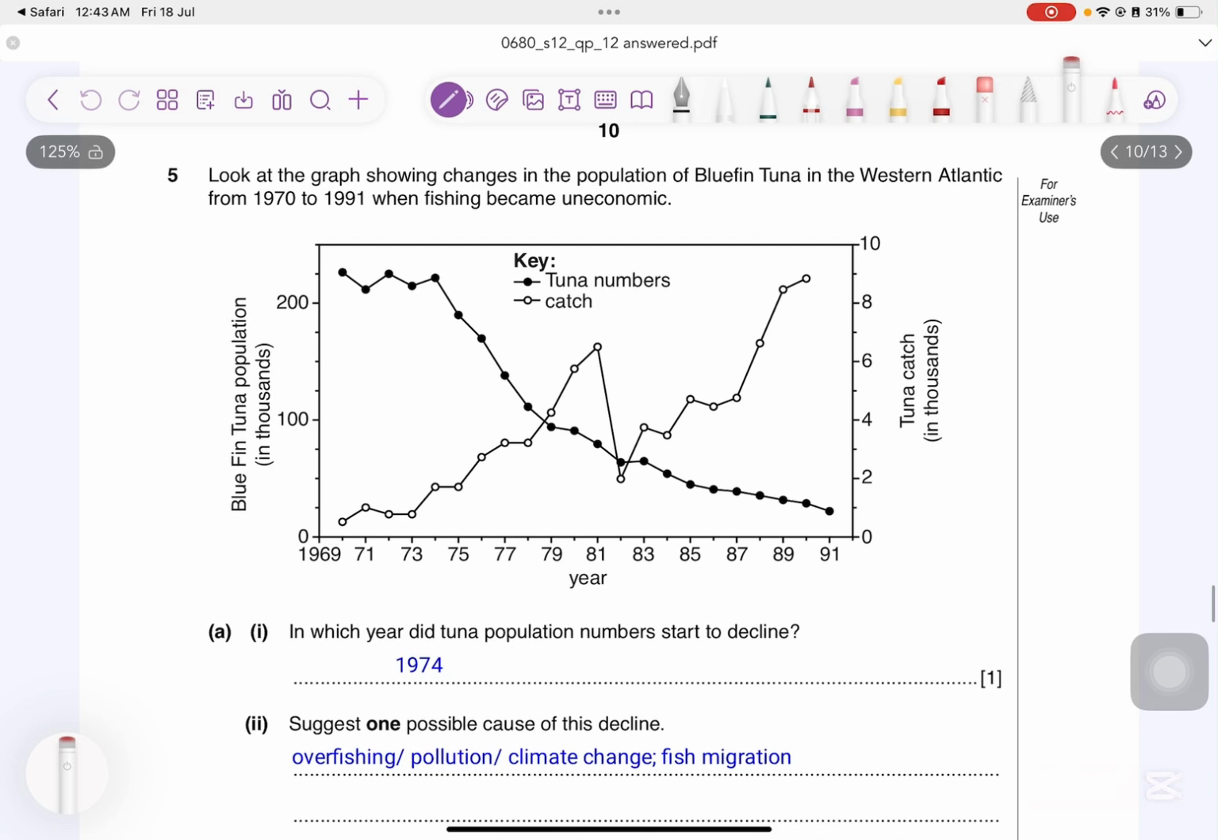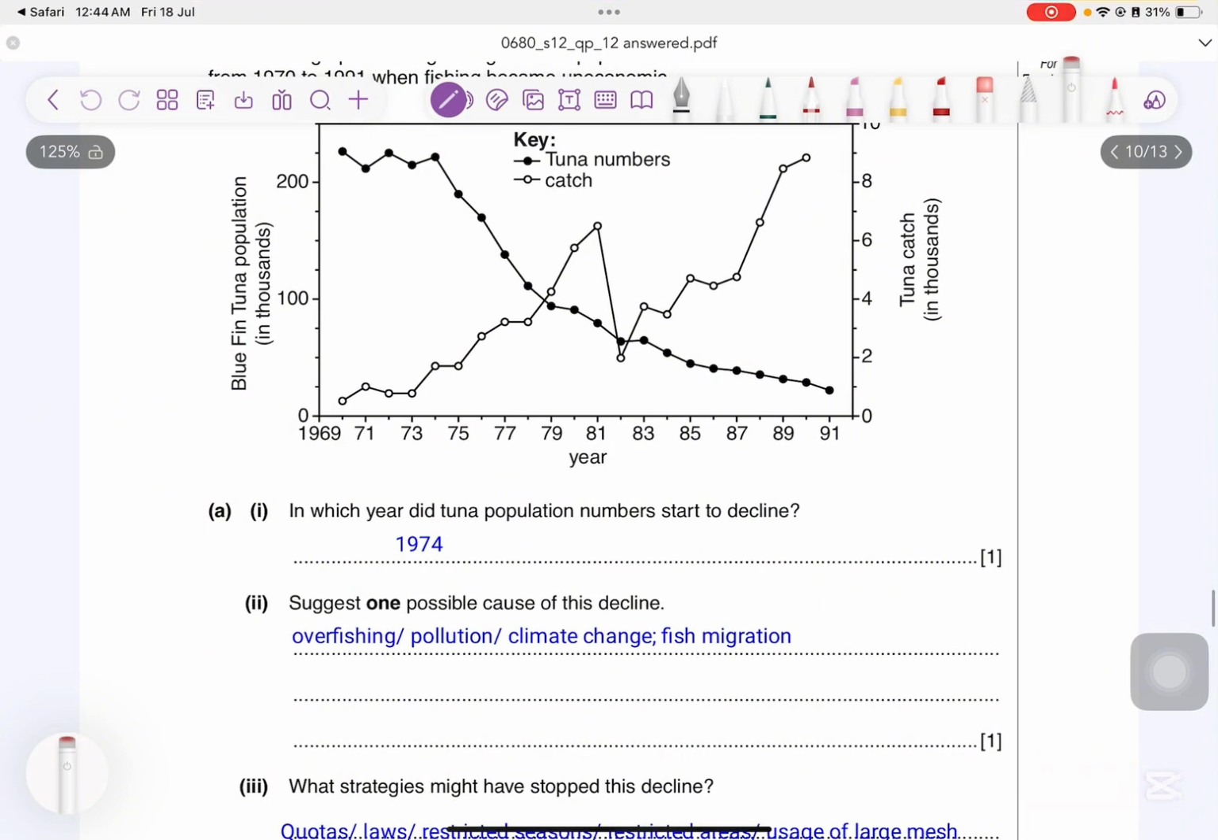Look at the graph showing changes in the population of bluefin tuna in the Western Atlantic from 1970 to 1991, when fishing became uneconomic. This is the tuna, the dotted dark one. The black ones are tuna numbers and the catch increases. So as the catch increases, of course, the tuna numbers are going to drop. That's exactly what happens. In which year did the tuna population numbers start to decline?